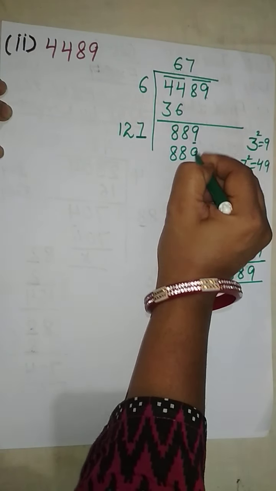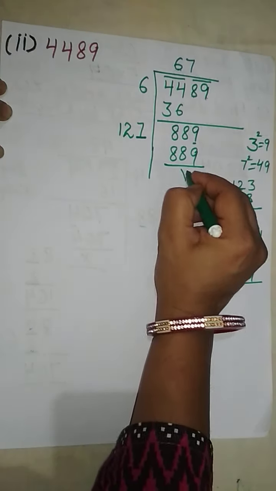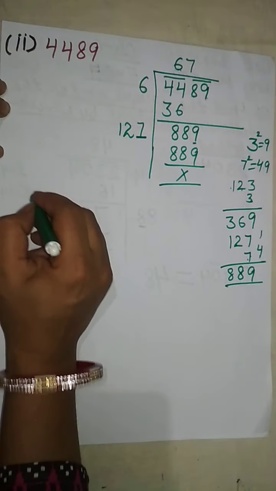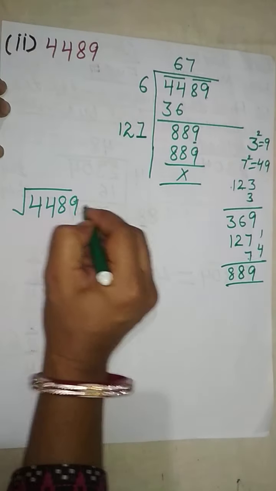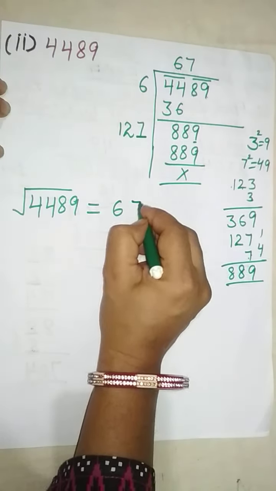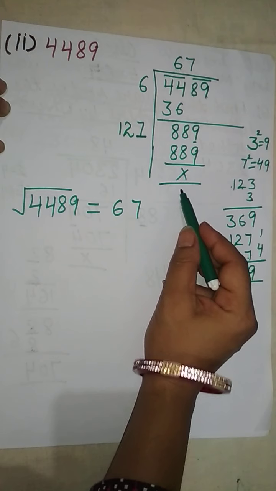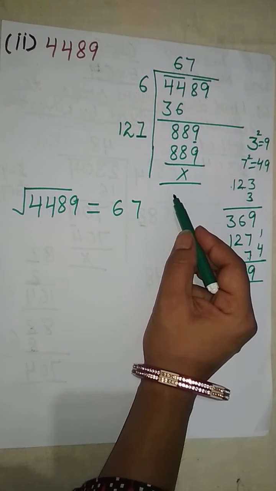So this is 889, 889, and the remainder of this is 0. So the square root of 4489 is equal to 67. In this way you can find the square root very easily.